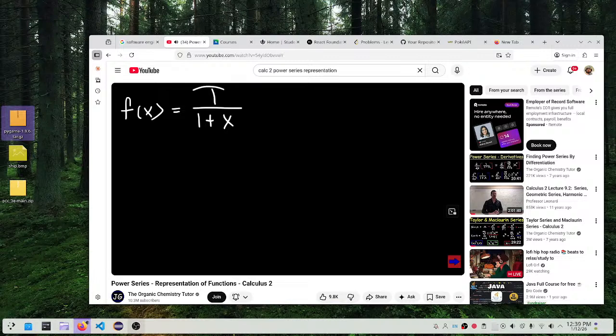So let's start with this example. Right now, we need to write this function in the form of a over 1 minus r. So somehow we need to convert the positive sign to a negative sign. How can we do that? Now, it's important to know that a negative times a negative is a positive. So we can write it like this. 1 plus x is the same as 1 minus negative x. And so now it's in this form.